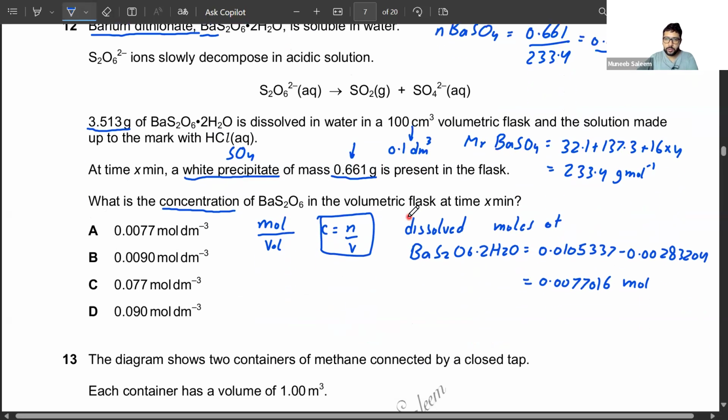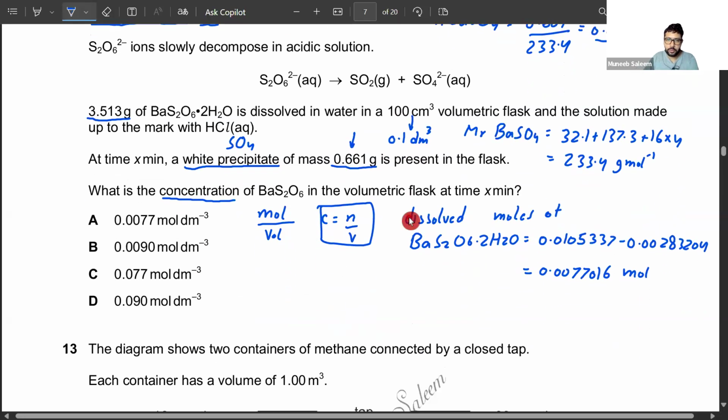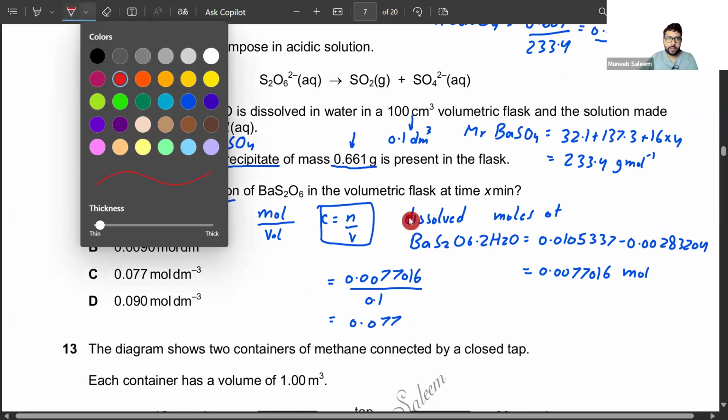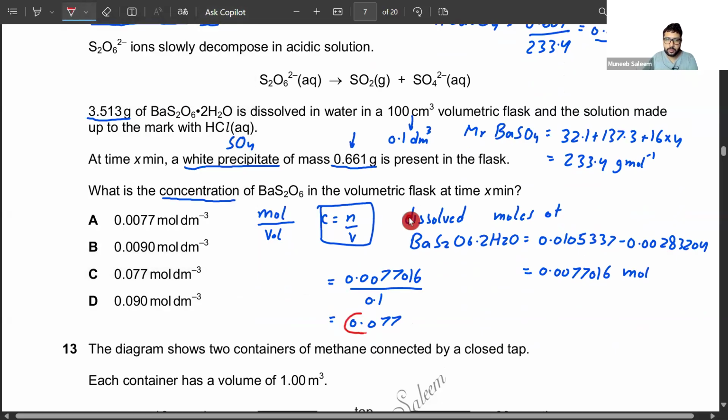So simply use that value in the formula. So mole by volume is 0.0077016 divided by 0.1, and the answer will be equal to 0.077. And this answer is equivalent to the option C. C is the correct answer.